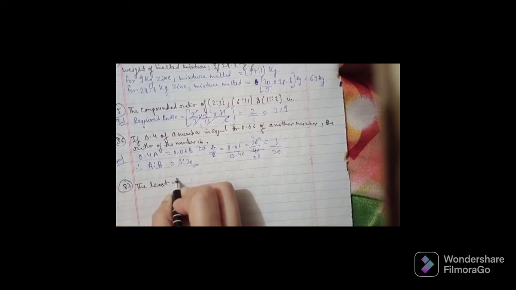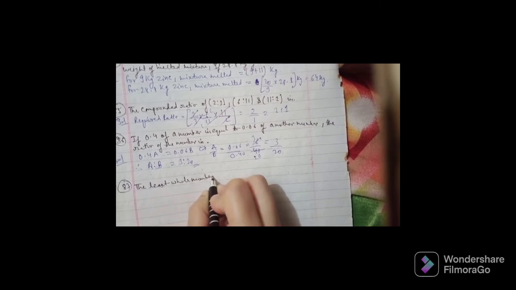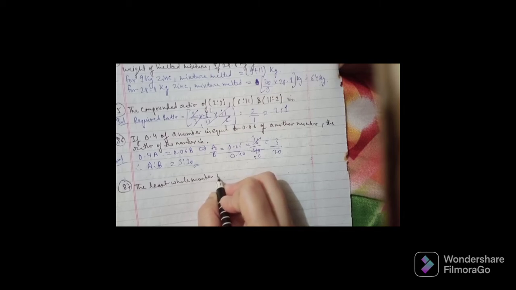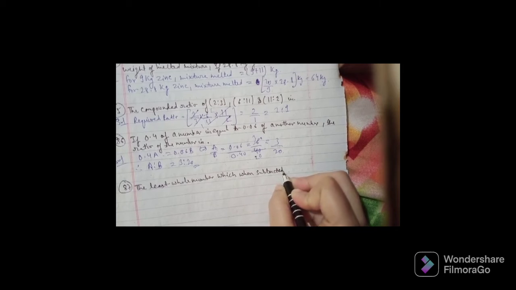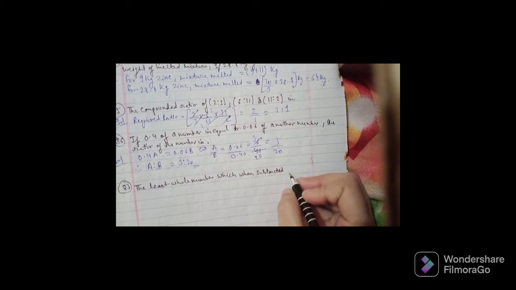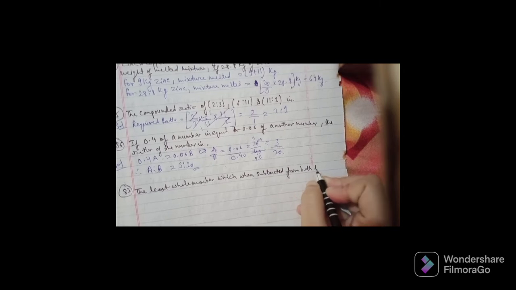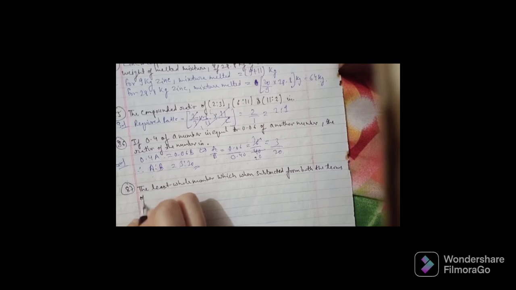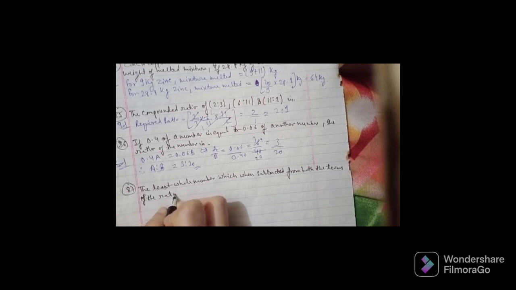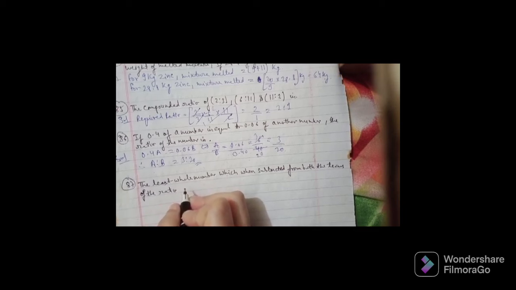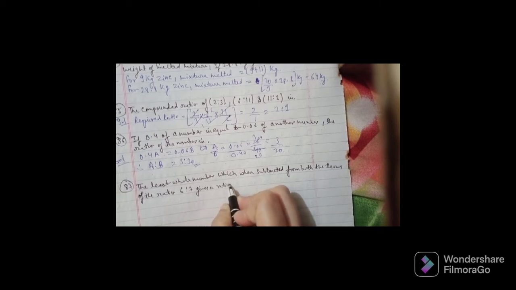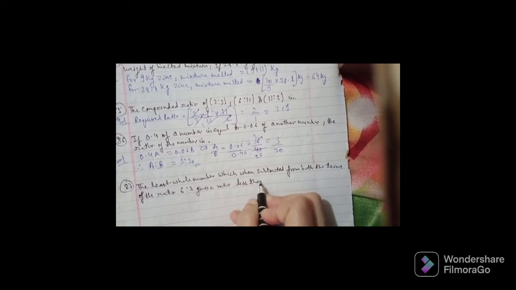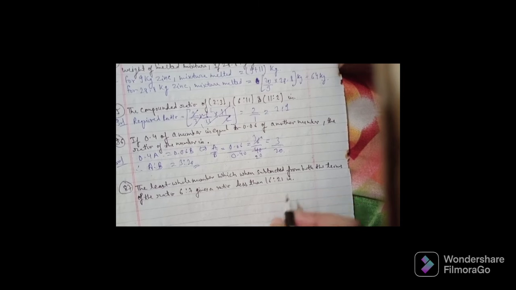The least whole number which, when subtracted from both the terms of the ratio 6:7, gives a ratio less than 16:21. The options are 2, 3, 4 and 6. So we go for the same here.